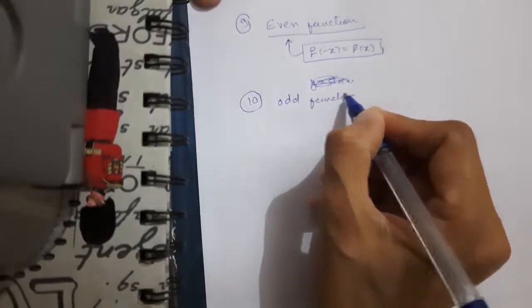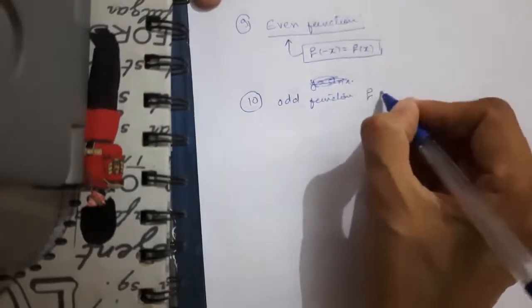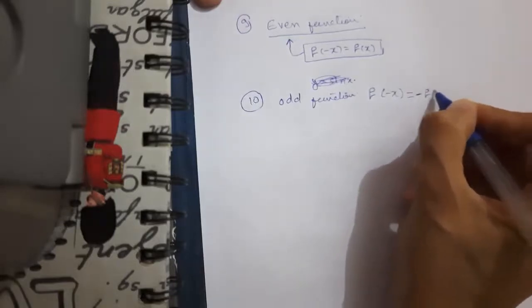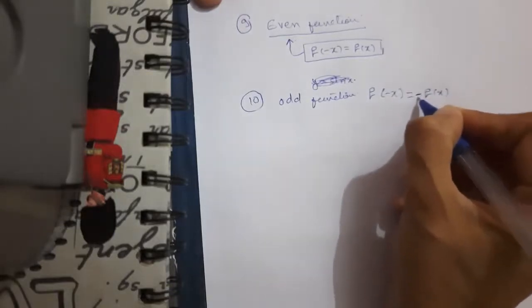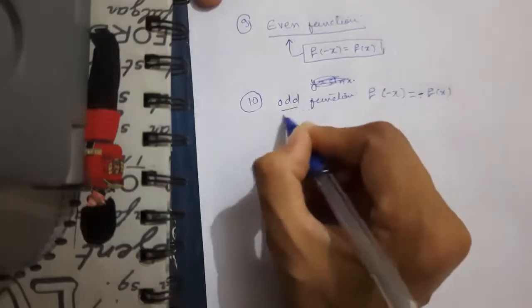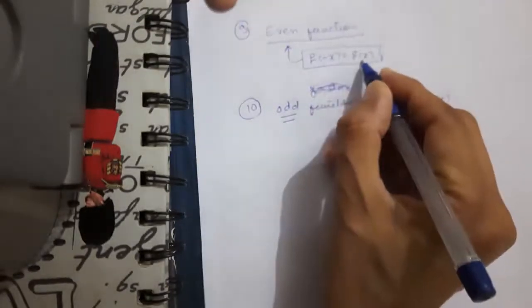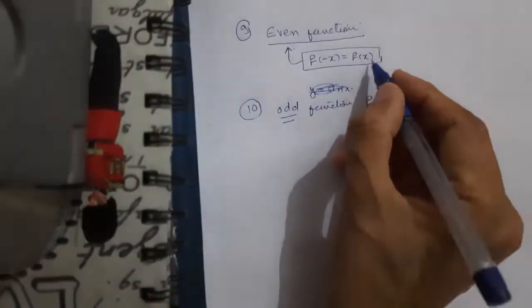So odd function is the opposite one. If it satisfies the condition f of minus x equals minus f of x, this minus sign came outside here, then this is called an odd function. And in even function, this minus sign inside gets absorbed inside the f of x. So that is called even function.